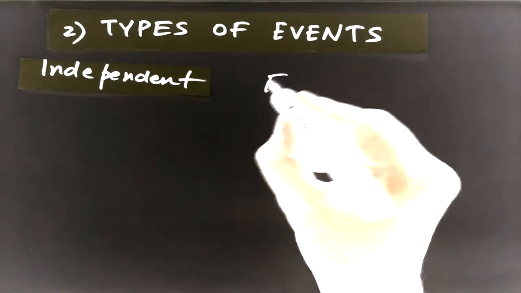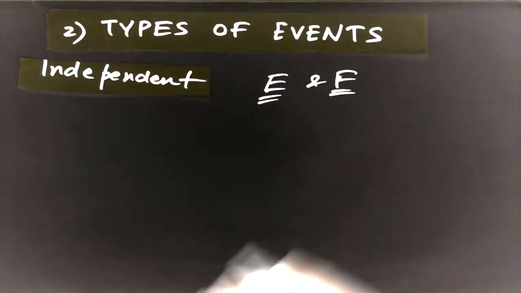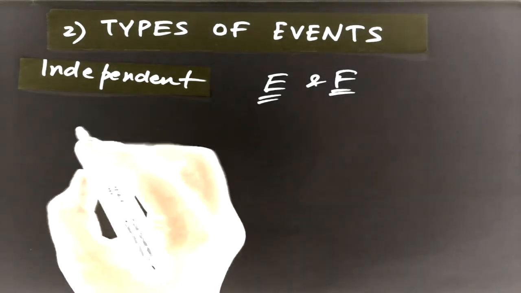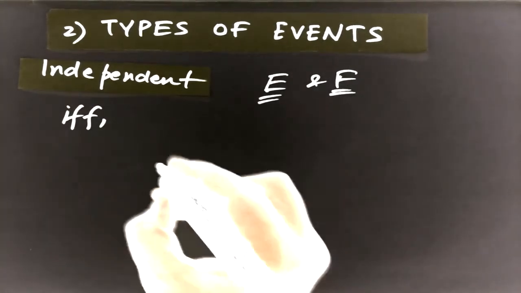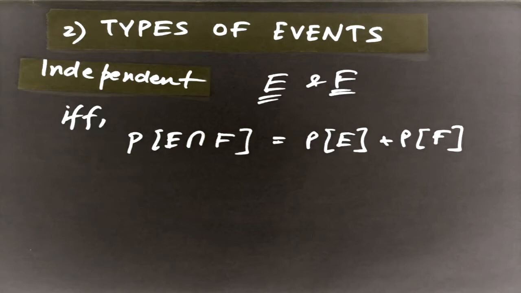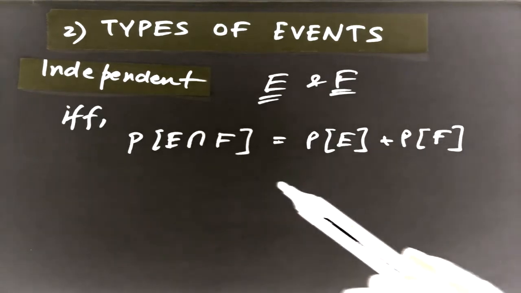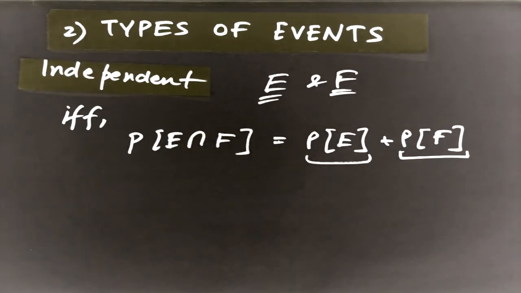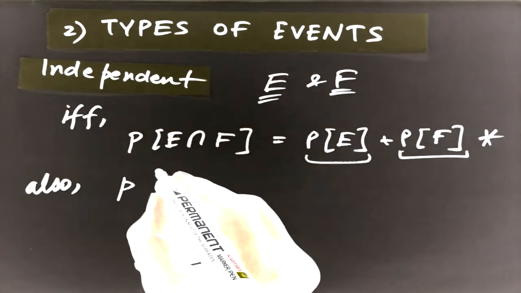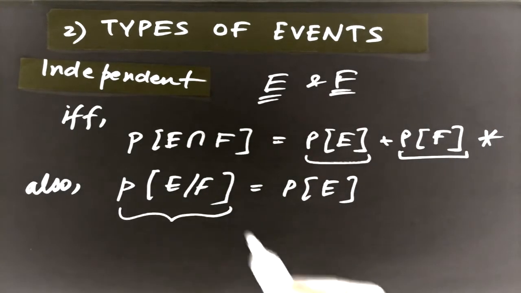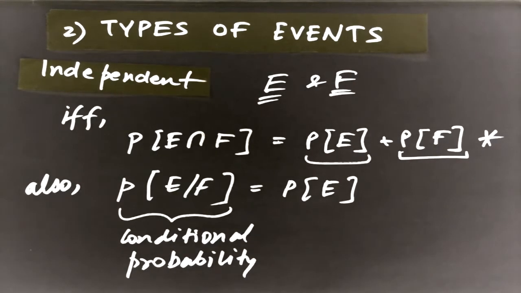So again, if we take two events E and F, the two events E and F are independent if and only if the probability of intersection of E and F is equal to the probability of E times the probability of F. This is the first thing. And the second is the conditional probability.